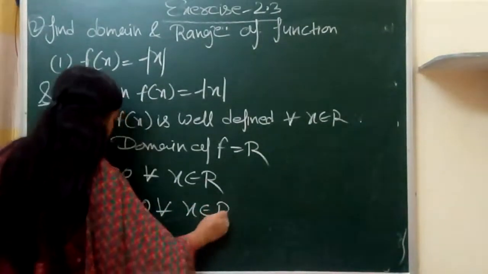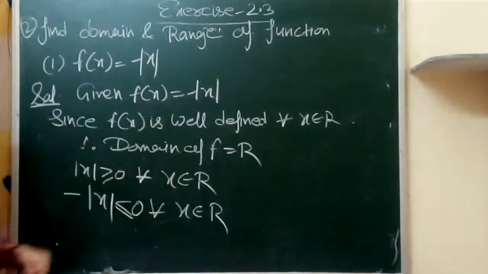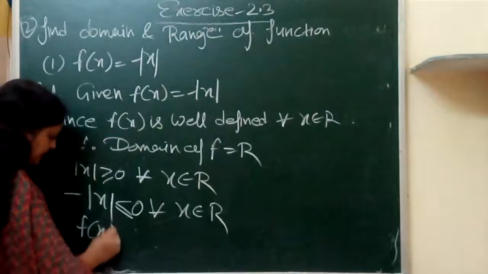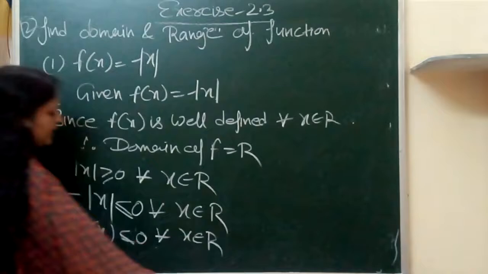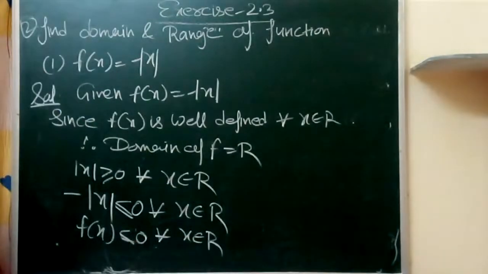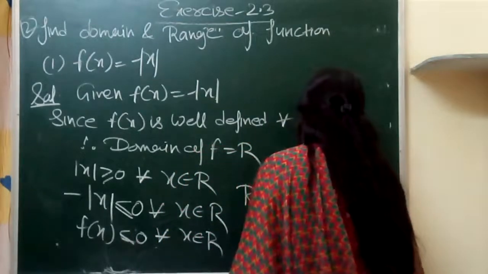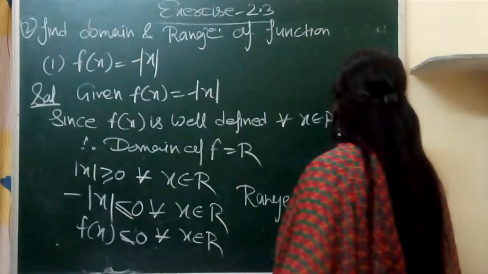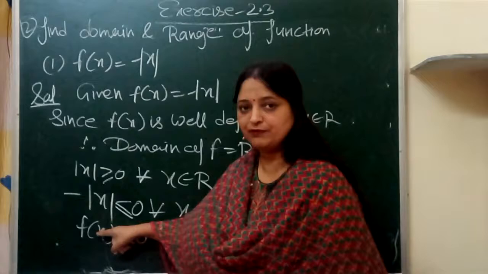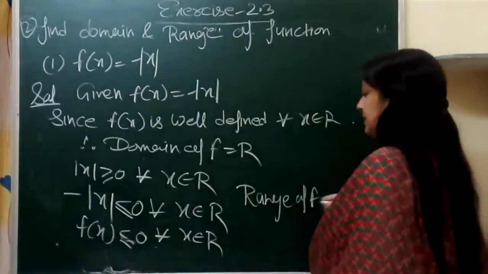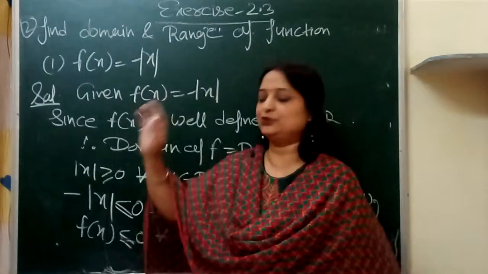And what is this minus of modulus of x? The value of minus of modulus of x is f of x. So f of x is less than equal to 0 for every x belongs to R. Therefore, what is the range of the function? Range of f is equal to less than equal to 0, so it will come minus infinity to 0. Closed interval.